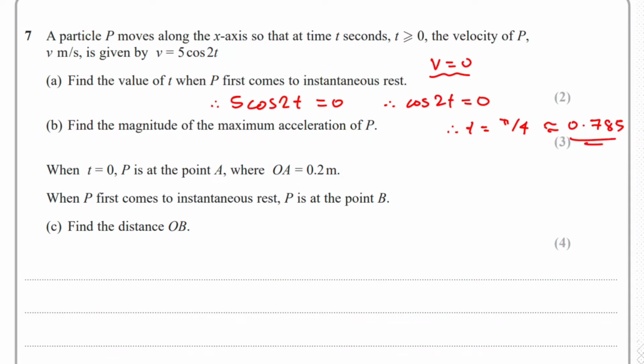That's how quick this particle is. Now for part B, find the magnitude of the maximum acceleration of P. First things first, let's get to acceleration. How do you go from velocity to acceleration? Well, what you've got to do is differentiate.